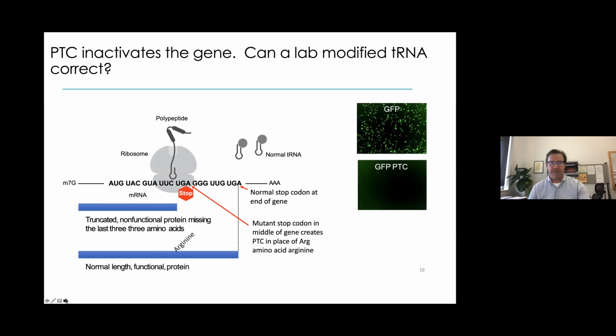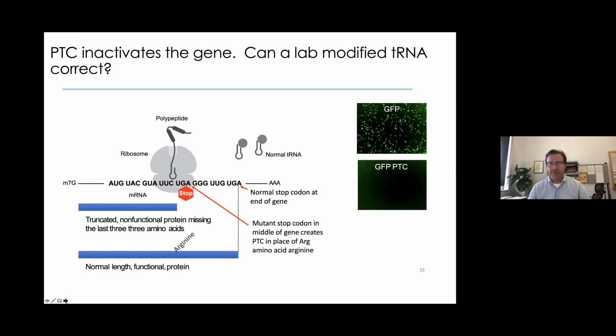So this is just to kind of drive home the premise of what we're doing in the lab and what we're going to try and do in terms of applying it to SCN2A. If you have a normal full-length protein, that's the blue bar there on the bottom, arginine would go into that spot and it would make that full-length function. But if you have a stop sign in the middle of the gene, you get a truncated protein. So what we're trying to do is make these tRNAs and then express them in specific cells in order to read through those.